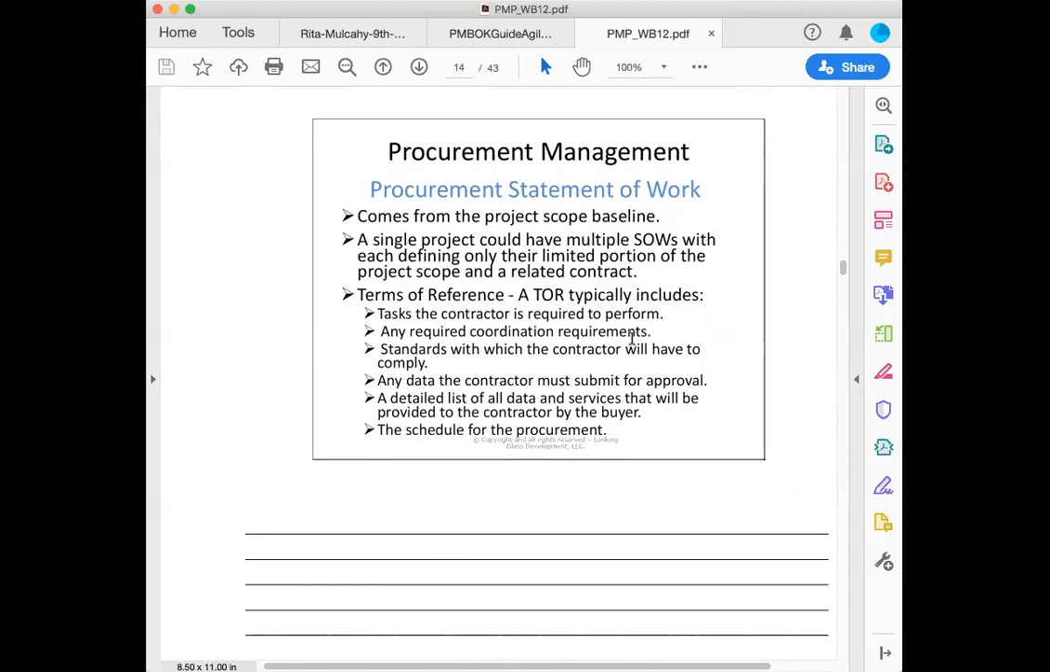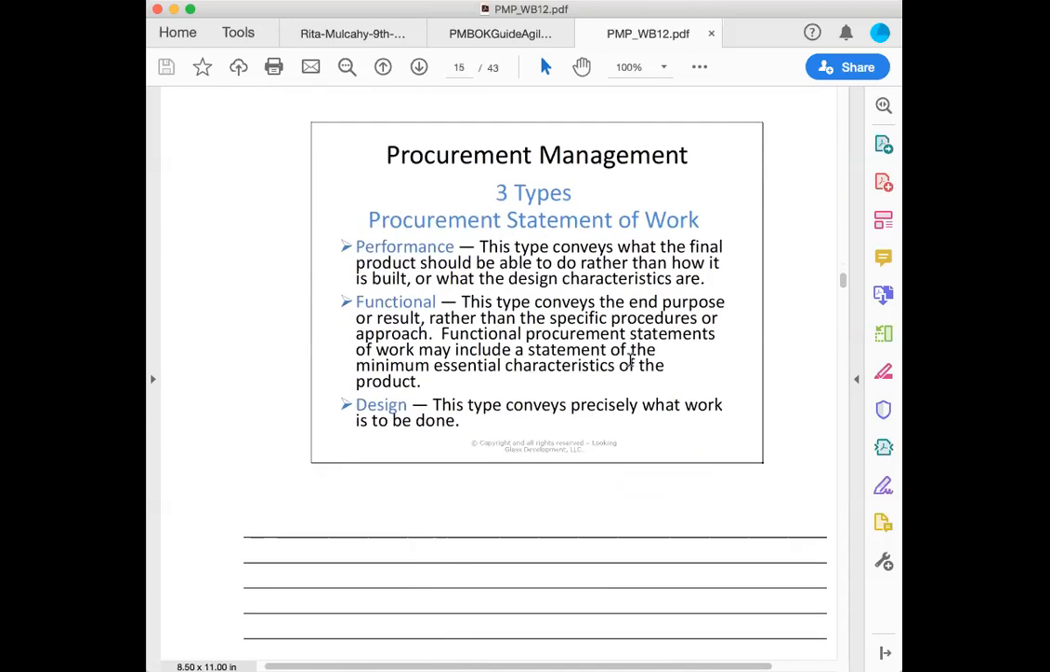Procurement statement of work comes from the project scope baseline. A single project could have multiple SOWs, with each defining only their limited portion of the project scope and related contract. Terms of reference includes tasks the contractor is required to perform, any required coordination requirements, standards with which the contract will have to comply, data the contractor must submit for approval, and a detailed list of data and services that will be provided to the contractor by the buyer. The schedule for the procurement, right? Which is interesting. They didn't say they wanted the schedule baseline for this.